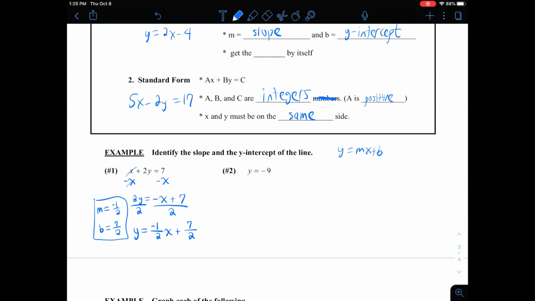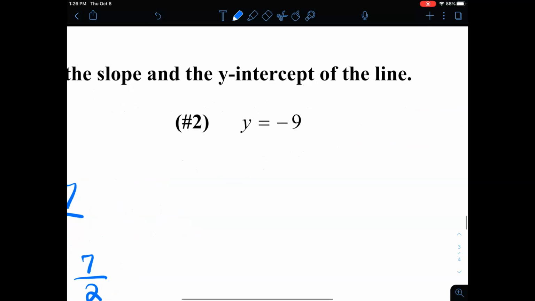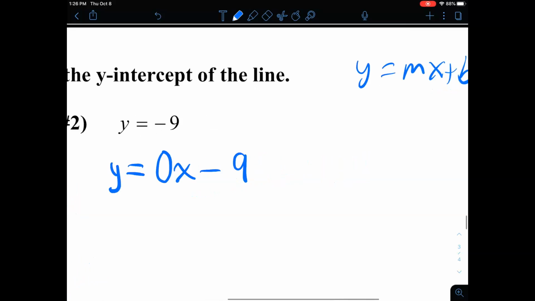Okay. Now, next one, we have y equals negative 9. This is a HOY-BUCKS problem. It's a horizontal line with 0 slope. Well, if it's a 0 slope, we can rewrite this as what? Instead of y equals negative 9, we have to put x in there. What am I going to put in front of the x to make it basically the same equation? I'm going to put 0x. I'm going to do y equals 0x minus 9.